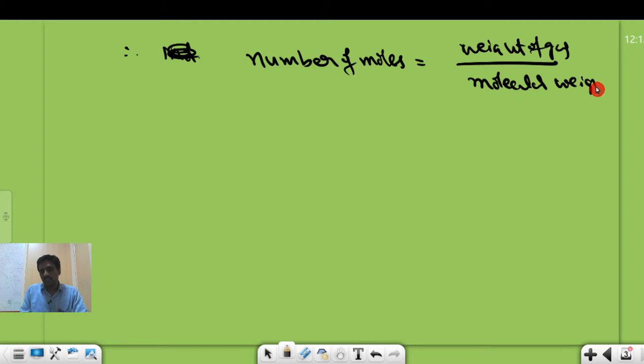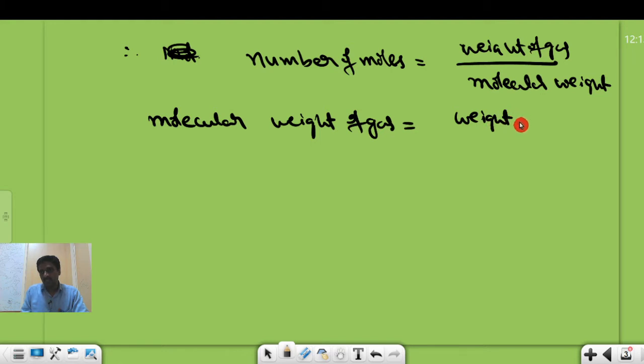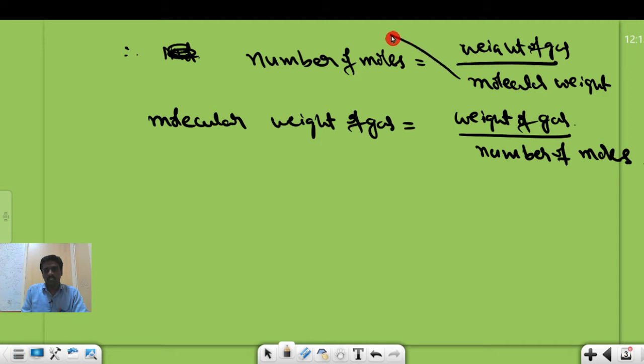This formula we already know. So from this one, molecular weight of the gas is equal to weight of the gas divided by number of moles. Please see this one, I just interchanged it.